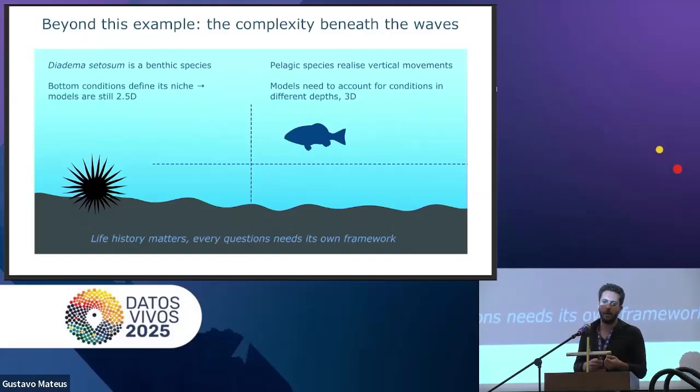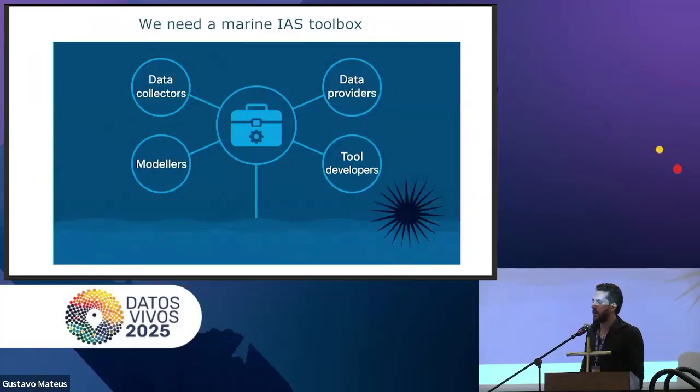Some species are more sensitive to pressure than others. There are lots of things that we have to put inside the models. Life history matters, and every question needs its own framework and its own specific details. So we need a marine invasive alien species toolbox. We need data collectors, data providers, modelers, and tool developers to understand that each of these things is a small part of this big toolbox. And we have to put these things together and try and test and see what works.